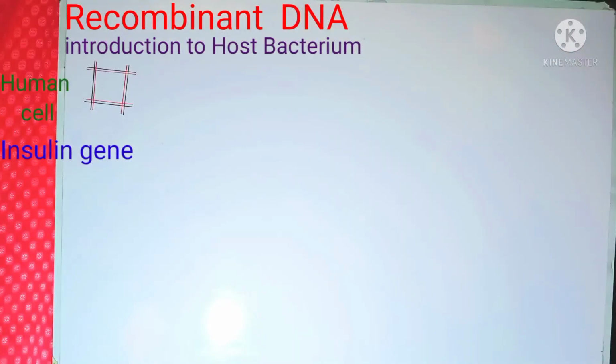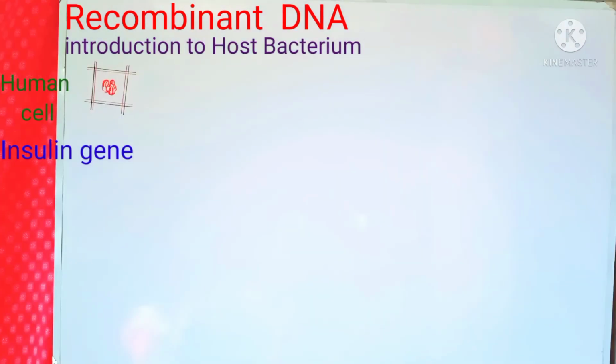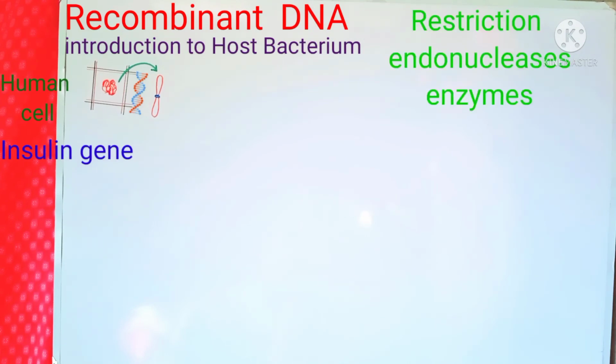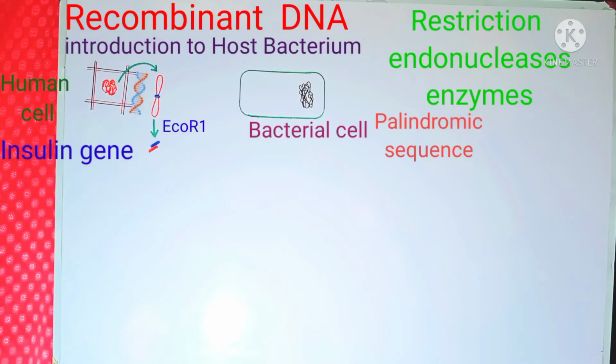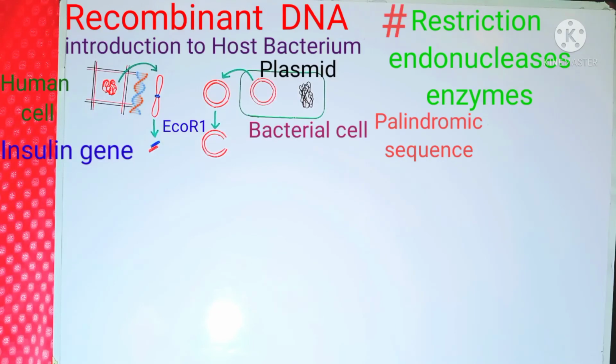Suppose it is a human cell. At its center, there is DNA. So from this human DNA, restriction endonuclease enzymes such as EcoR1 cut an insulin gene that has a palindromic sequence. On the other hand, a bacterial cell consists of plasmid DNA. From this plasmid DNA, a piece is cut with the help of the same restriction enzyme. The enzyme is the same which is used to cut the gene of interest.